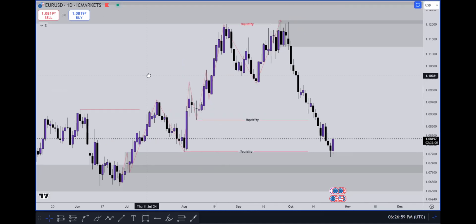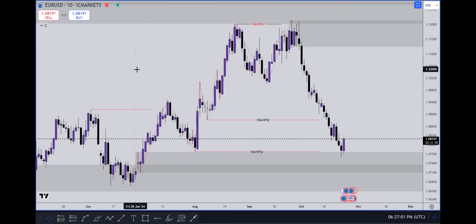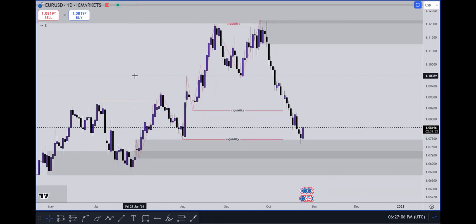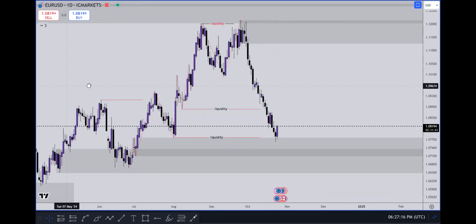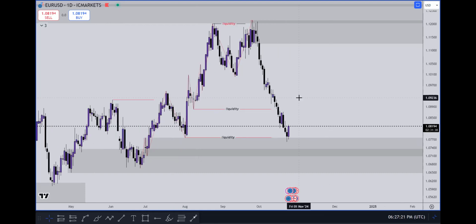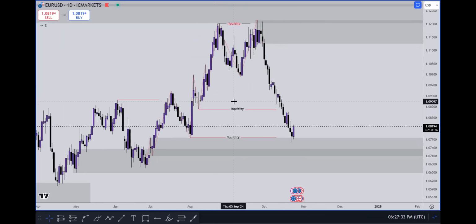All right. Now, this is what we're going to be talking about in today's video. We're going to be talking about not just market structure from a macro perspective, but also market structure from an internal perspective. I believe everybody can already see the area of market structure I'm going to be talking about in this video. Based on the markup, you can see levels of liquidity, your internal market structure, and your internal order blocks as well.